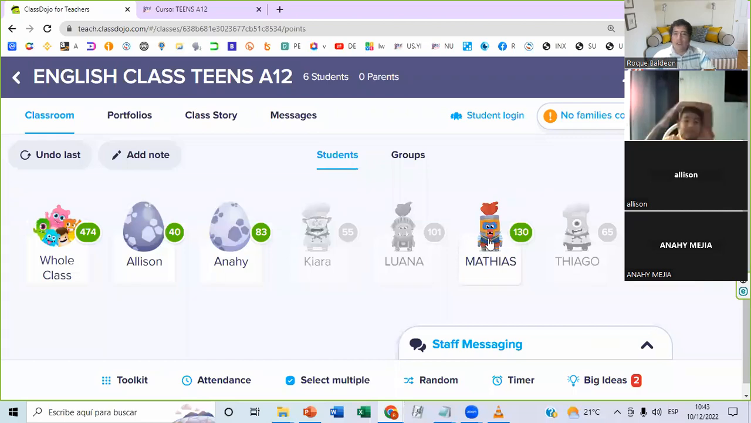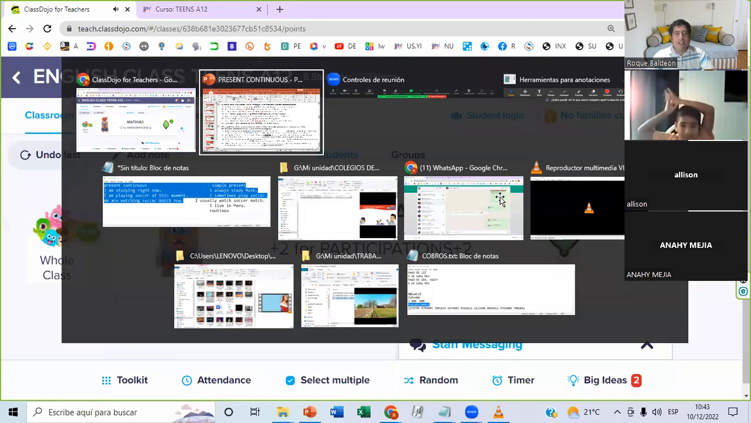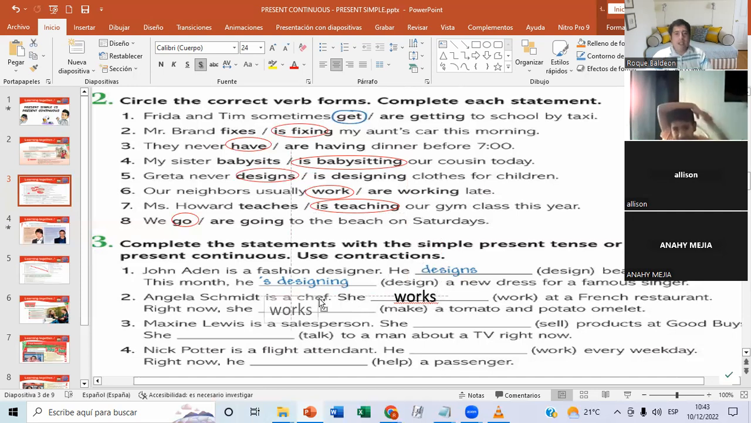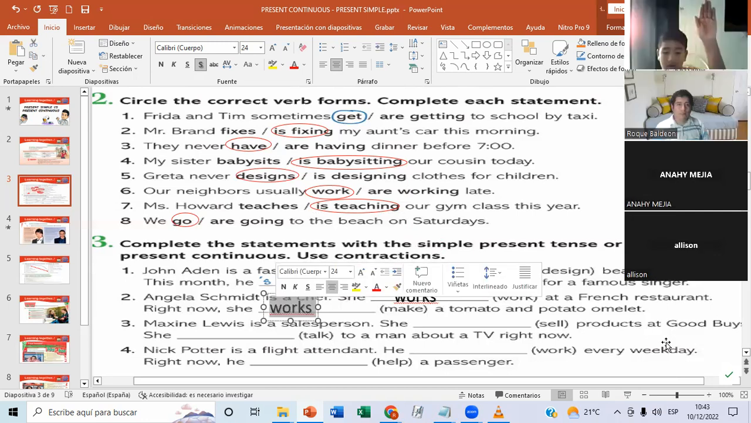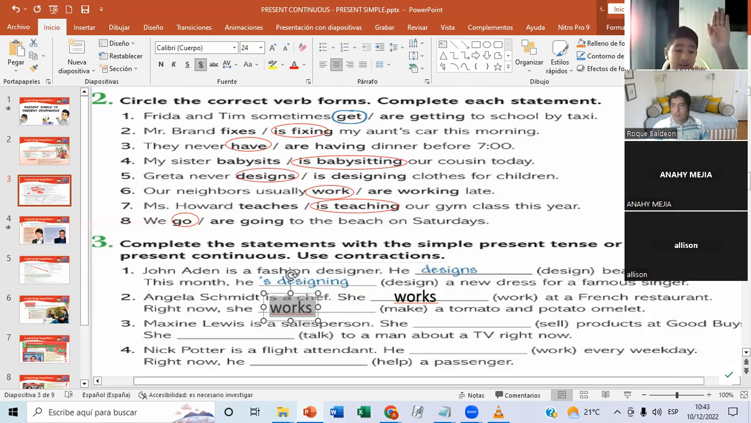Nice, Matías, va con todo, Matías. Good, awesome. Ahora que dice acá, teacher. Dice aquí. Right now, ahora, en este momento, students, right now, ahorita, right now, she, a tomato and potato omelet. Matías, sale Matías. Make. It makes, no, no puede ser makes, porque dice right now, ahora, at this moment, en este momento. No, teacher, dije make. Yeah, very good, awesome. It's making. That's it. Very good, Matías.